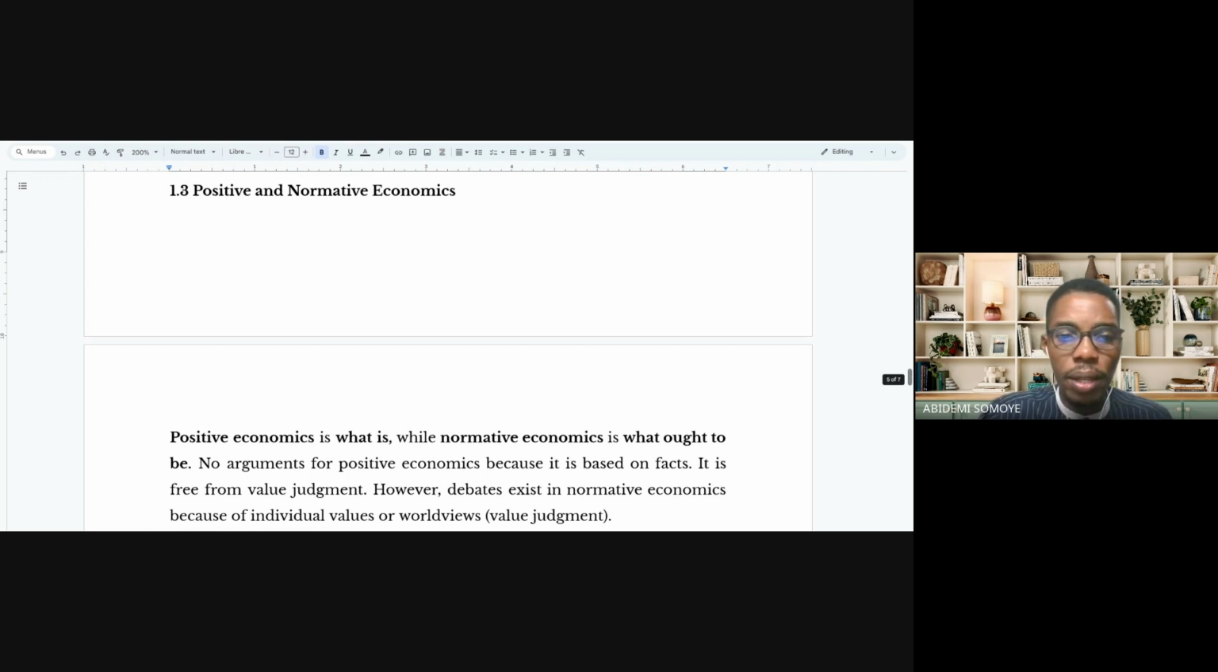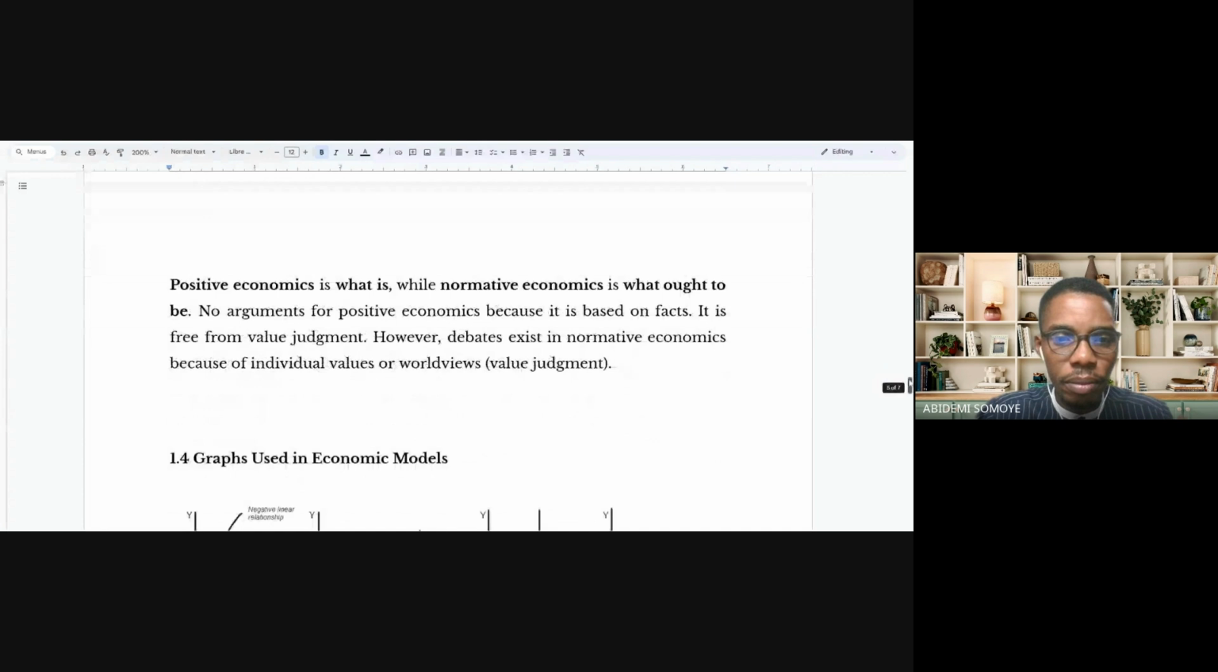You can say things like unemployment should be reduced, or guns should be banned in the US, for example. Those are normative economics. So here I said no argument for positive economics. What I mean by no argument is that it is based on facts. If you want to falsify a positive statement, you need a fact to falsify it.